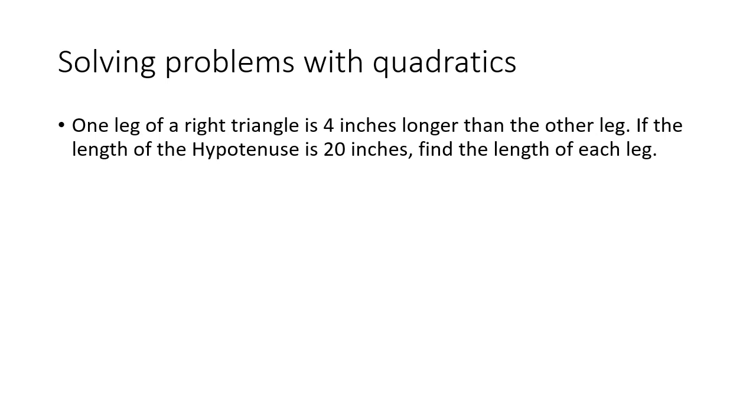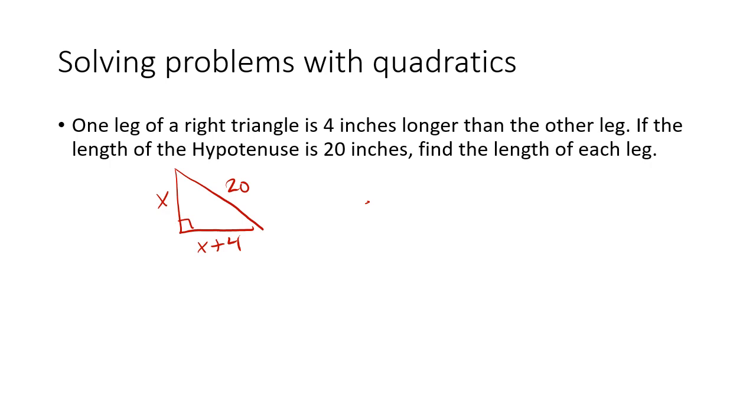Okay, here's another one. One leg of a right triangle is 4 inches longer than the other leg. If the length of the hypotenuse is 20 inches, find the length of each leg. Let's just draw a picture for this one. Okay, so here's our triangle. One leg is x. The other one is longer than that by 4 inches, and the hypotenuse is 20. And we know how to do this, right?